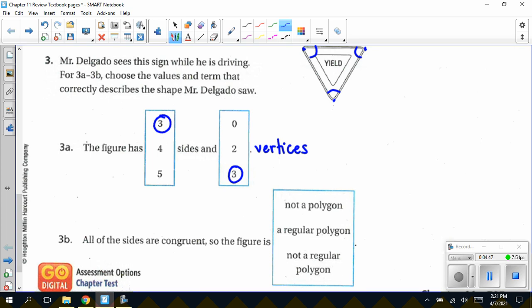And then for B, all of the sides are congruent, so the figure is, if all sides are congruent and all angles are congruent, it would be a regular polygon. Remember to be regular, all sides and angles are the same or congruent.